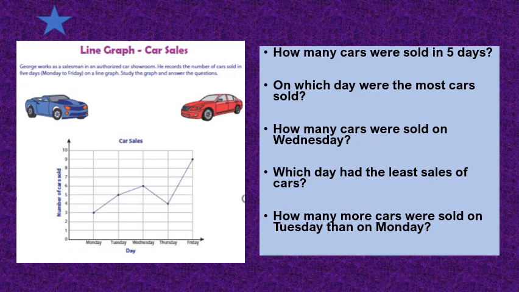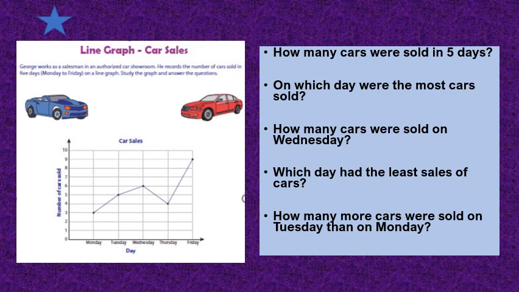For the one-star task, there's the car sales line graph. Along the horizontal axis, you have the days, Monday, Tuesday, Wednesday, Thursday, Friday. Along the vertical axis, you have the number of cars sold, and the scale goes up in ones, and your title says car sales. So George works as a salesman in a car showroom. He records the numbers of cars sold in 5 days from Monday to Friday on the line graph. And you've got to look at the graph, read the questions and answer them.